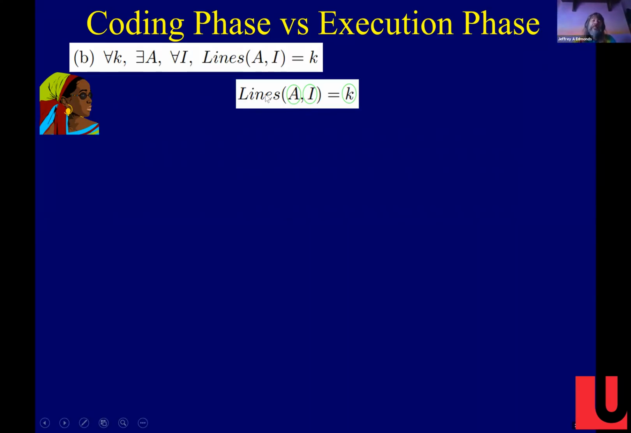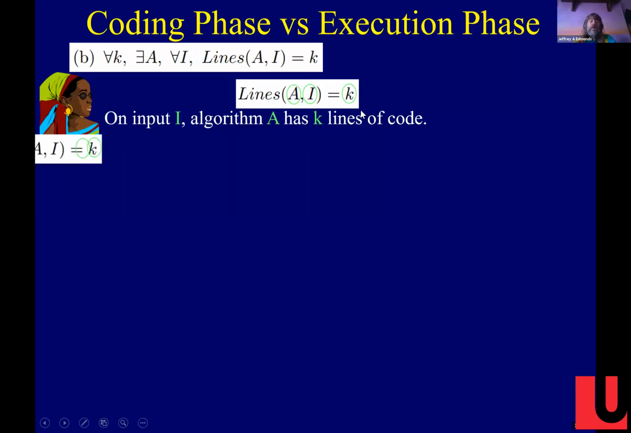Here's the inner statement. Because it has no quantifiers, the algorithm, the input, and the number of lines of code are all free variables. They have no quantifiers. That's why it's in a green circle. And what does it say? It says input I, algorithm A has K lines of code. That's what this says, right?